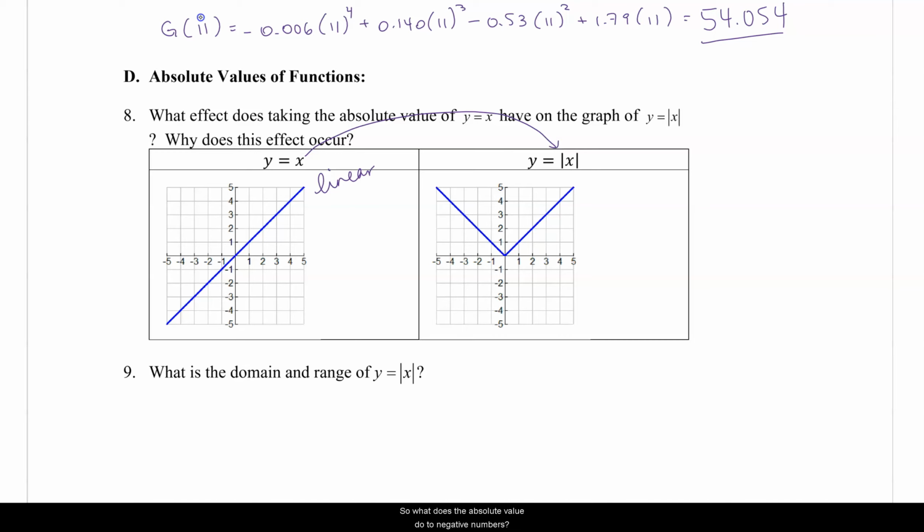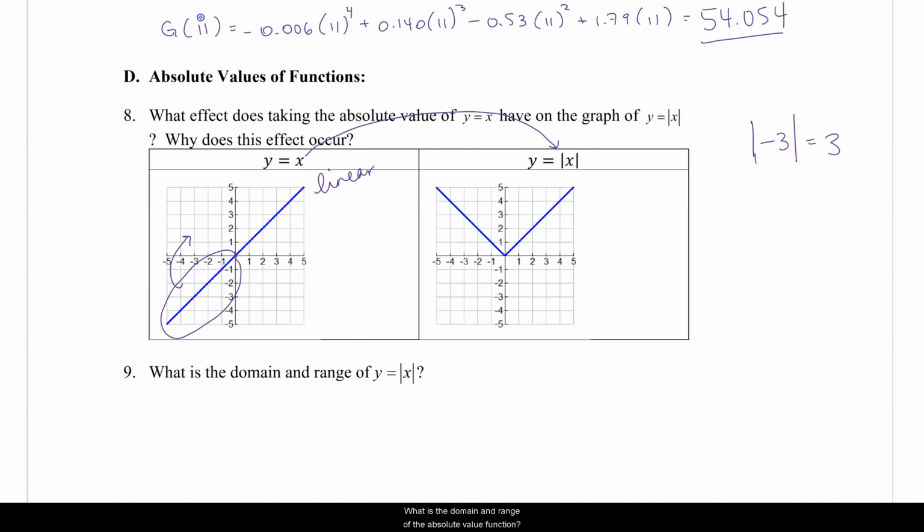So what does absolute value do to negative numbers? We take the absolute value of a negative number, like -3, we get 3. So the absolute value takes all of these negative values here and moves them up to the other side of the x-axis. It flips part of the graph, which is kind of funky.